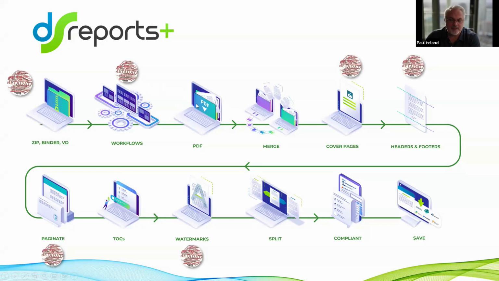Everything will be converted into PDF. All the individual documents will be created to PDF. They'll all be merged in the correct order. Cover pages will be added. Again, leveraging metadata, so you could apply elements of metadata automatically, include those in the cover page, instead of having to have fixed text, etc. Add headers and footers automatically. Apply pagination at a report level. So you may have document pagination. You may need to have a report level pagination as well. Tables of contents can be added to cover the entire content of your report. Watermarks applied.